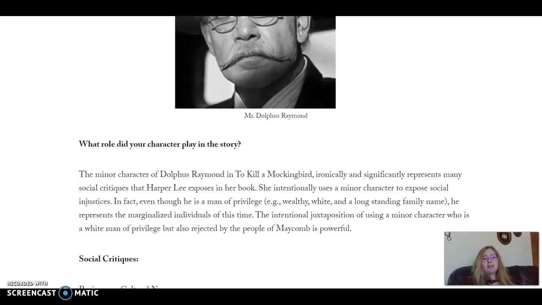And so there's this intentional juxtaposition of using this minor character. Those of you who have read this novel know that he's a minor character. In fact, sometimes students forget who he is.